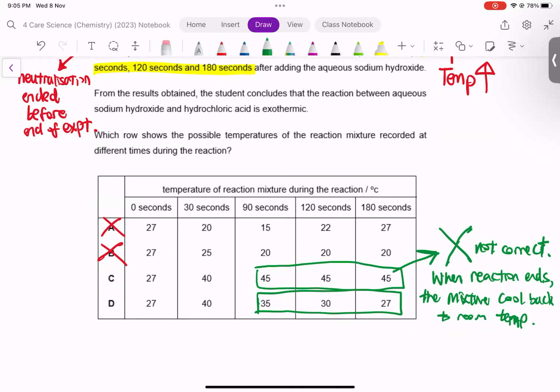It cannot remain high forever. It should not remain high at 45 degrees Celsius. After the reaction ends, the mixture will have no more reaction. It has to cool slowly back to room temperature, which is shown in D. It's cooling slowly back. So what does the graph actually look like?